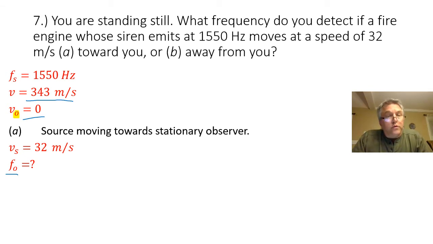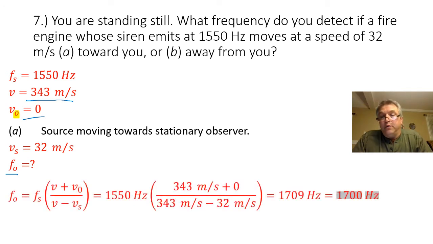We're still going to use our Doppler formula. Once again, we don't need to do any rearranging, so that makes life a little bit easier. We are going to plug in the frequency of the source of 1,550 hertz. We are going to plug in the speed of the sound wave, and remember our velocity here is the speed of the sound wave. Our observer is stationary, so the velocity of the observer is 0.